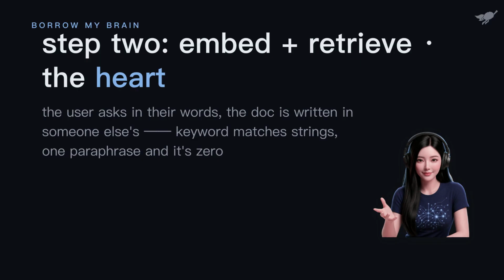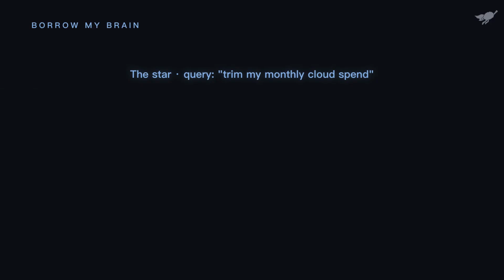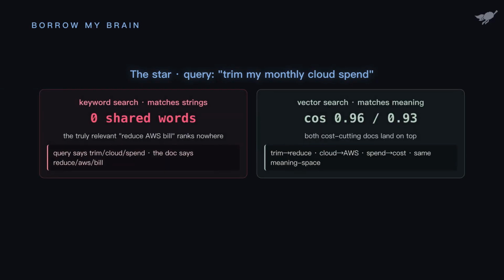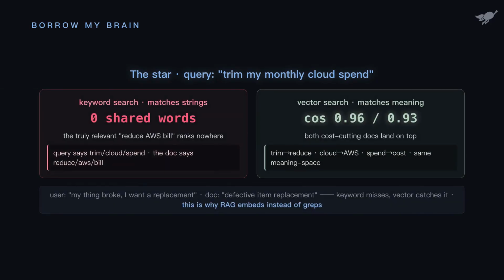Let's actually run it. The user asks, how do I trim my monthly cloud spend? Keyword search. The top hit shares exactly one word with the question. And the one that's actually the most relevant, slim down your AWS bill, 0 shared words. Doesn't even make the list. Because the user said trim, cloud, spend, and the doc says reduce AWS bill. On the literal level, not a single word in common.